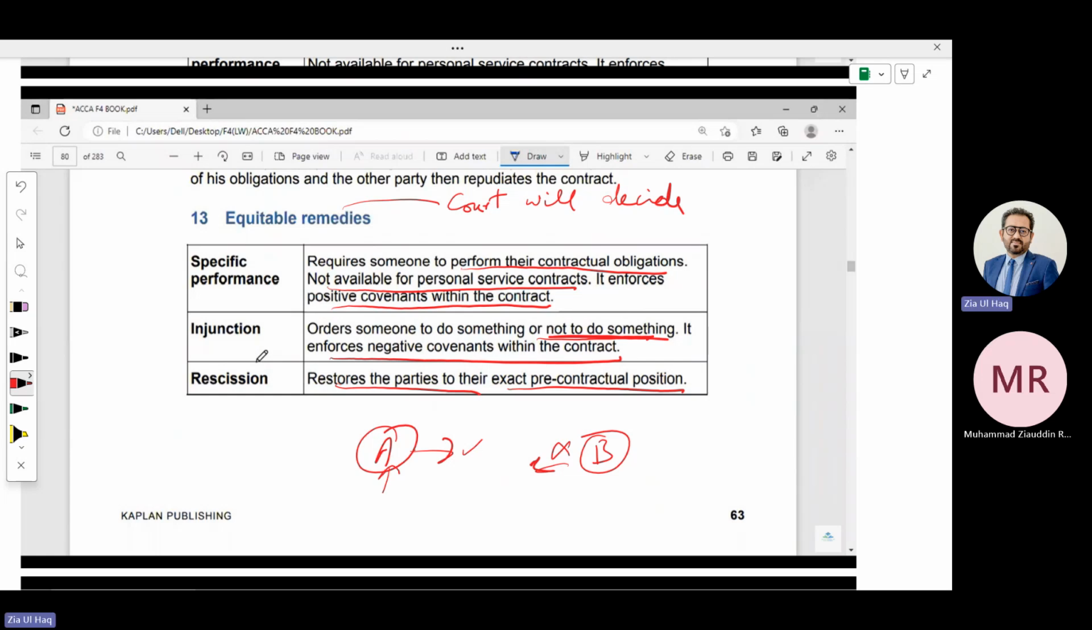So, specific performance: the court will order performance of the contract if one party is not performing. Injunction: the court will stop one party from doing something, because if they do, there could be more problems. And rescission: the court will ask the guilty party to do something so that the innocent party is put in the position before the contract.